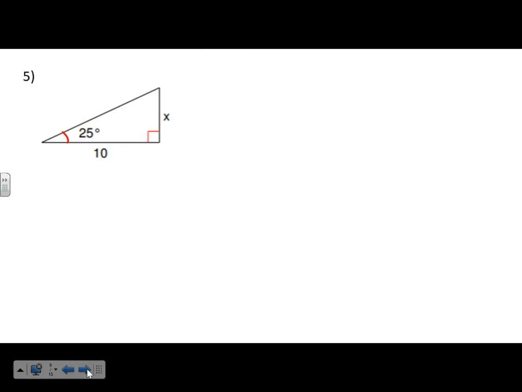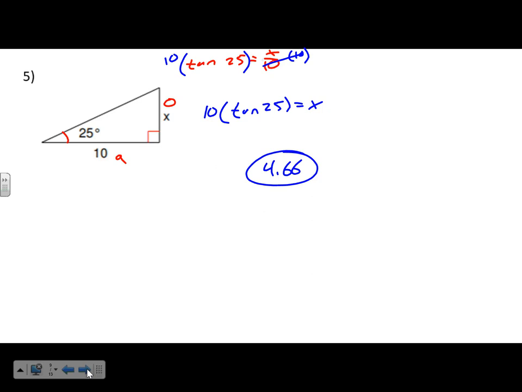Here's the angle we're working with, so we have the opposite and the adjacent. So we just did one similar to this. This is another tangent. Tangent of 25 is equal to the opposite over the adjacent. So similar to the last one, multiply both sides by 10. So those cancel. We end up with 10 times the tangent of 25. Let's type that in. 10 times the tangent of 25, 4.66. So we end up getting that x to be 4.66.